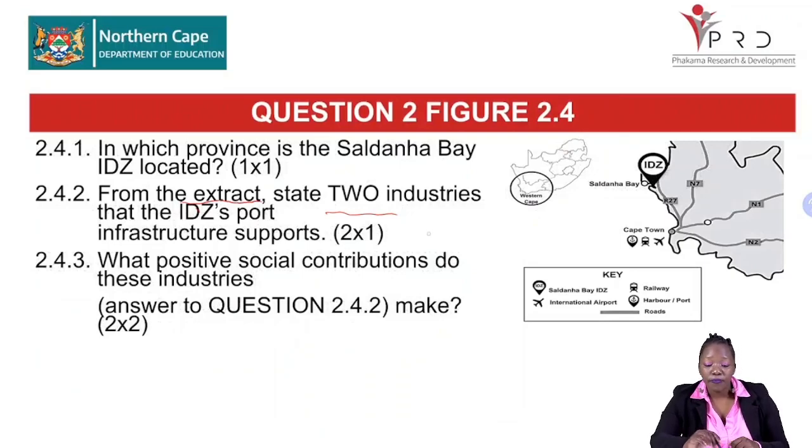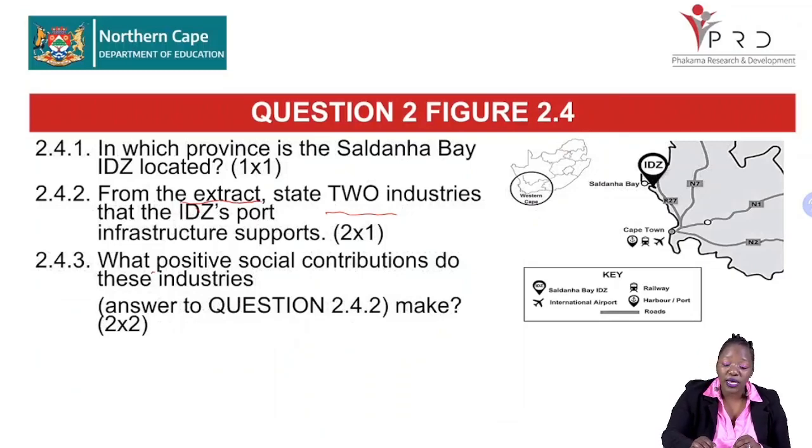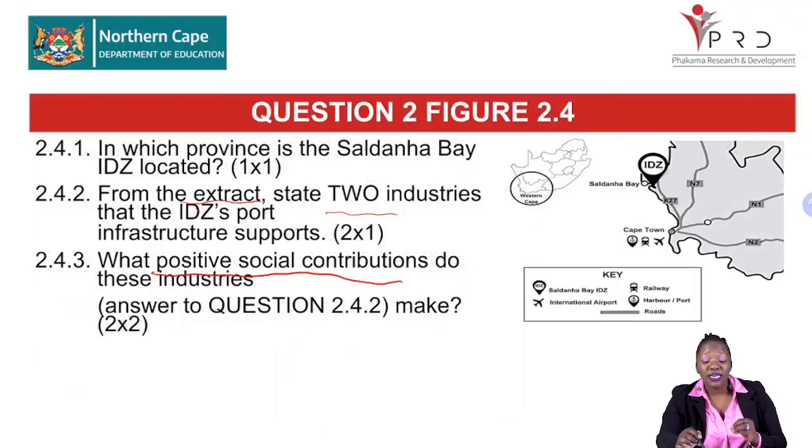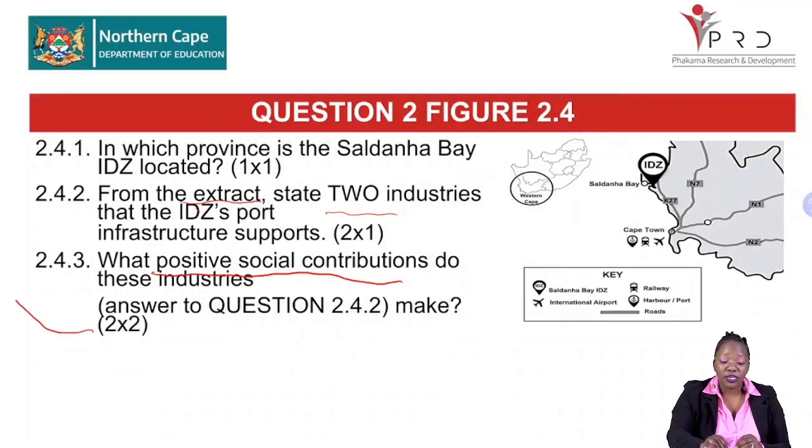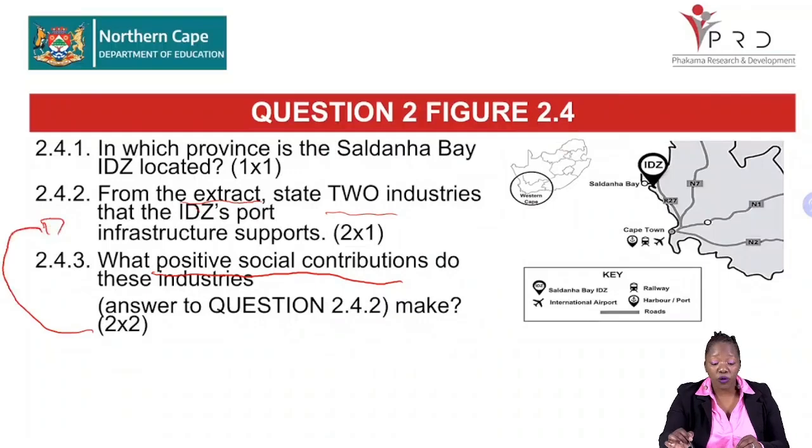So 2 times 1. And then number 3, what positive social contributions? We're looking at the positive social contributions of the industries that we have answered in question 2.4.2. Again, they did not tell you how many answers you should give, but looking at the mark allocation, it is 2 times 2, which means you need to give 2 responses.